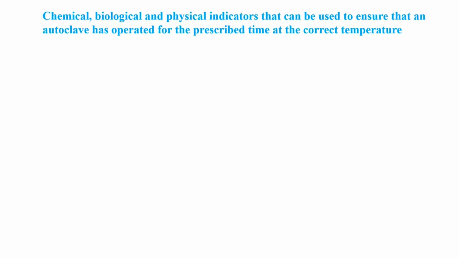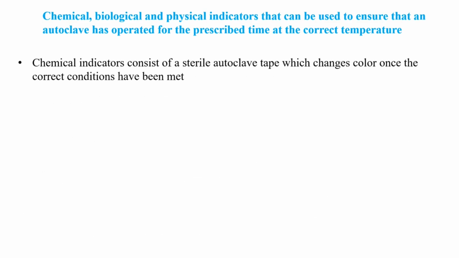There are certain chemical, biological and physical indicators that can be used to ensure that an autoclave has operated for the prescribed time at the correct temperature. Chemical indicators consist of a sterile autoclave tape which changes color once the correct conditions have been met. This indicates that the object inside the package or under the tape has been autoclaved sufficiently.